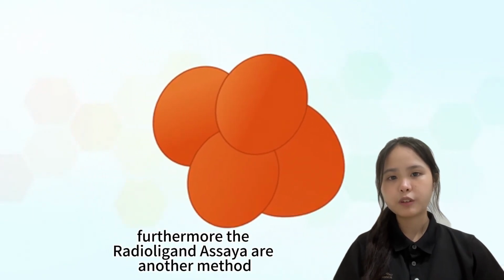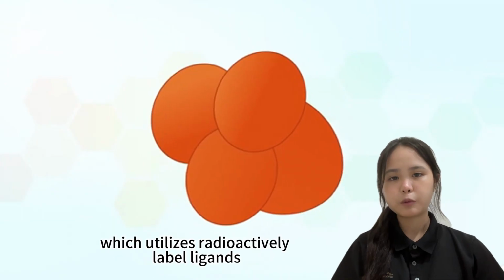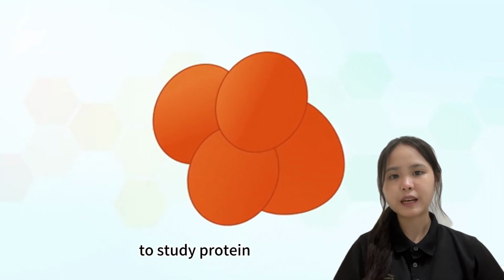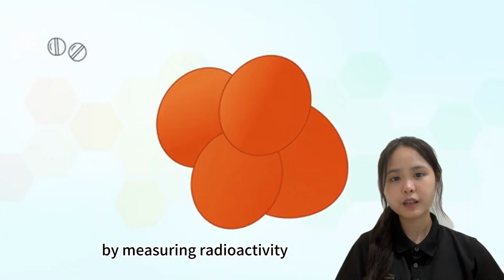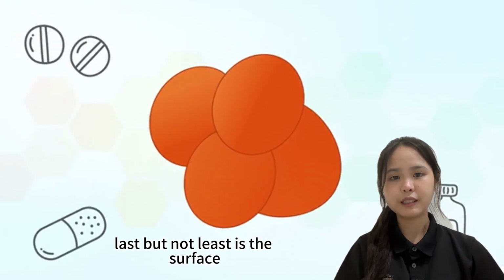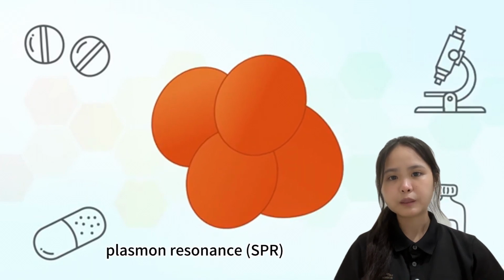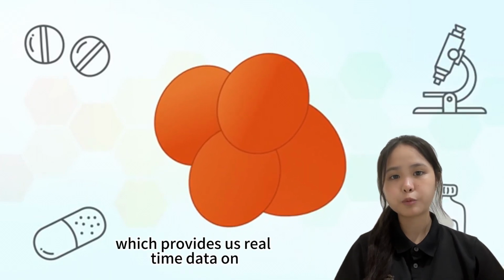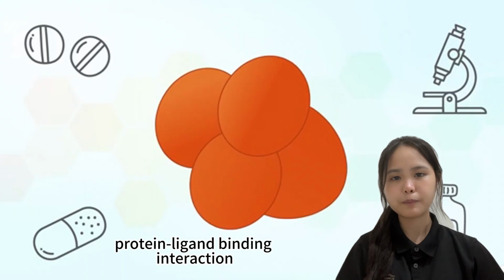Furthermore, the radioligand assay is another method which utilizes radioactively labeled ligands to study protein-ligand interactions. By measuring radioactivity, we gain insight into the binding behavior of the protein. Last but not least is surface plasmon resonance (SPR), which provides us real-time data on protein-ligand binding interaction.